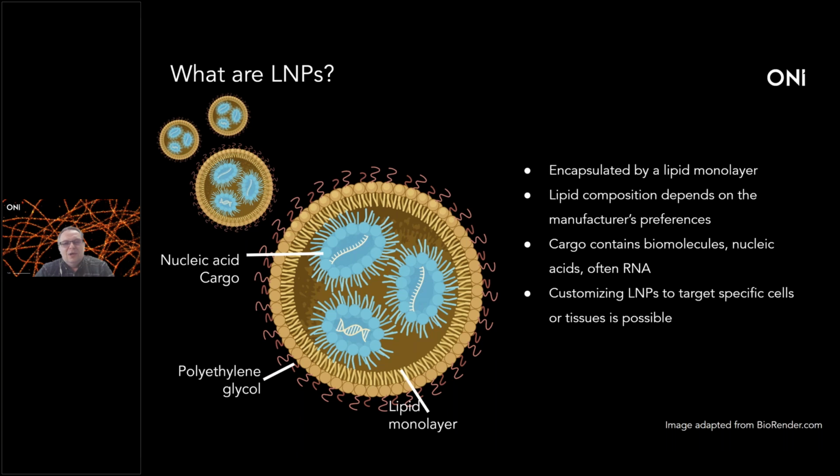Lipid nanoparticles are known to have a lipid monolayer. This is a major difference between liposomes and lipid nanoparticles, as liposomes are formed by a double layer, so there is a bilayer instead of a monolayer. Lipid nanoparticles, or LNPs for short, can also vary in terms of lipid composition. The major components of these lipid nanoparticles are polyethylene glycol and also cholesterol.